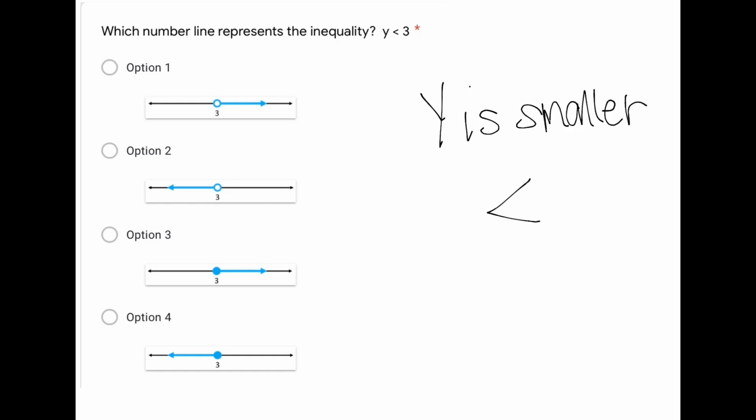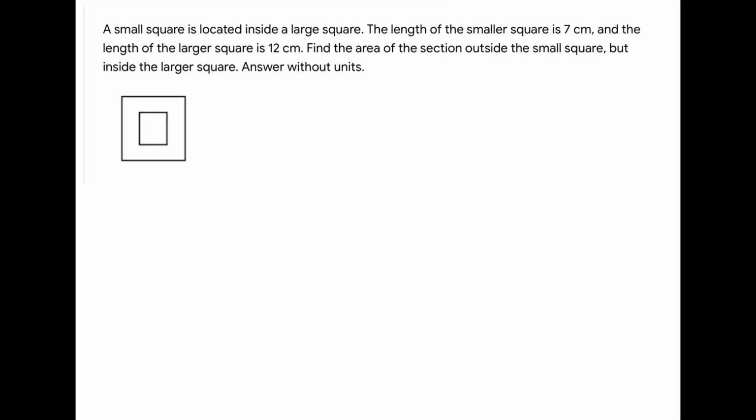Pick the correct option. A small square is located inside a large square. The length of the smaller square is 7 centimeters. So our length here is 7. And the length of the larger square is 12. This one is 12. Find the area of the section outside the small square, but inside the larger square.